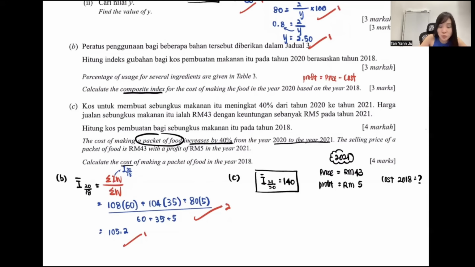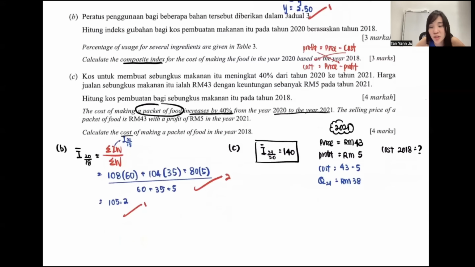Okay. Then if I'm moving around, negative cost, move it over to positive cost. Isn't it cost will be price, move it over, minus profit. So they try to give me the 2021 price and profit, but what they want is the cost. So I will try to find the cost out. So cost is taking your price, 43 ringgit, minus your profit of 5 ringgit. So I get the cost Q for 2021 is RM 38.